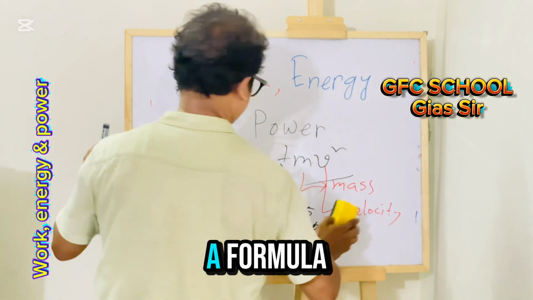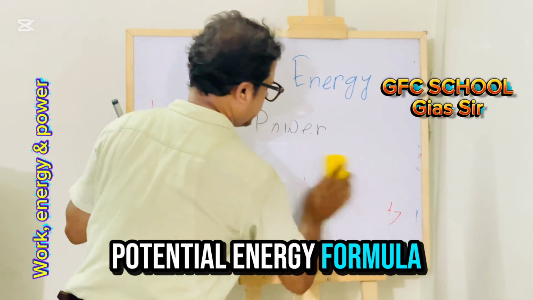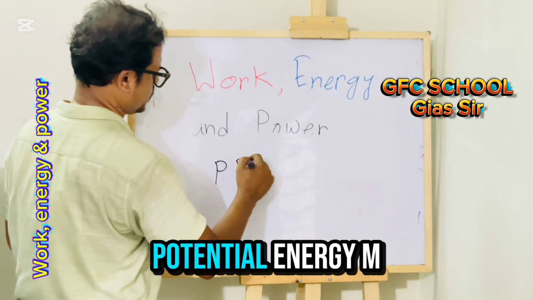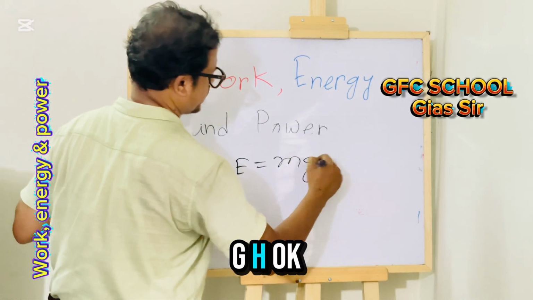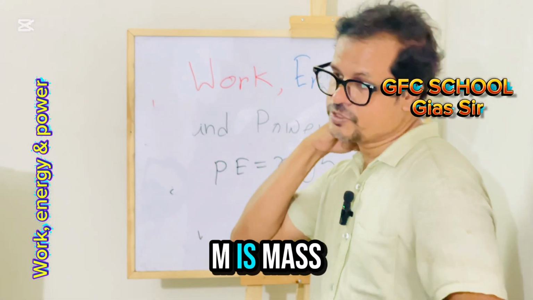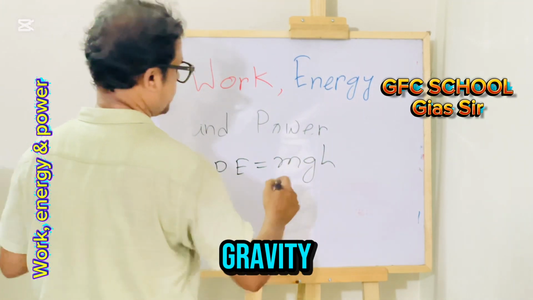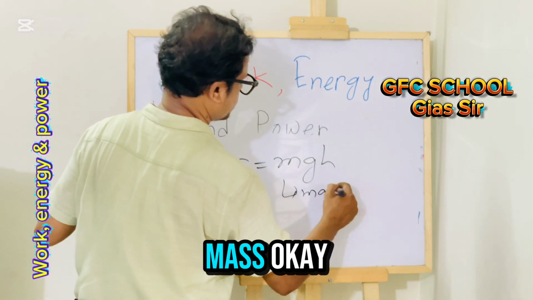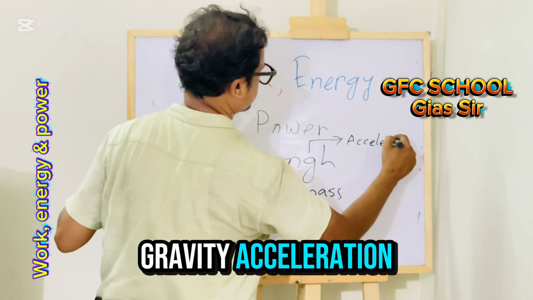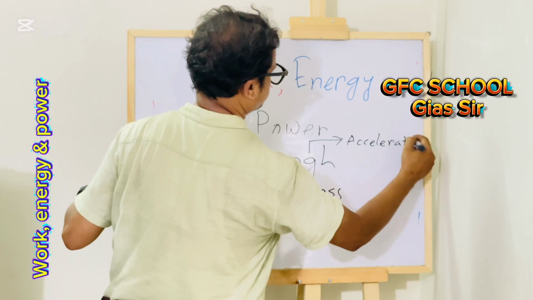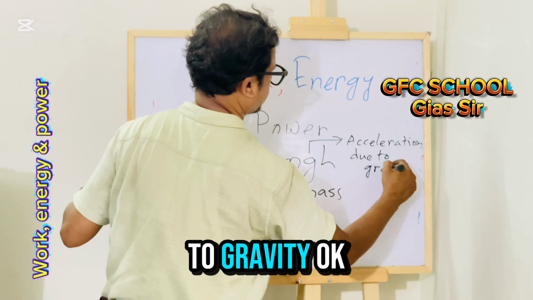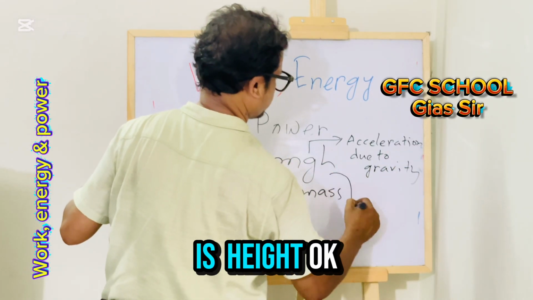Very simple. It's a formula. The potential energy formula: potential energy equals mgh. Okay, we need height and we need mg. Here m is mass and g is acceleration due to gravity, okay, and h here is height.